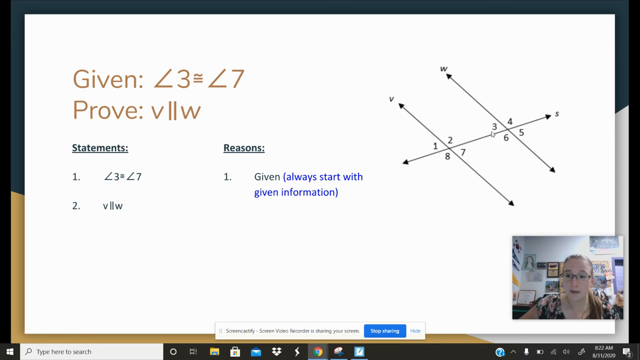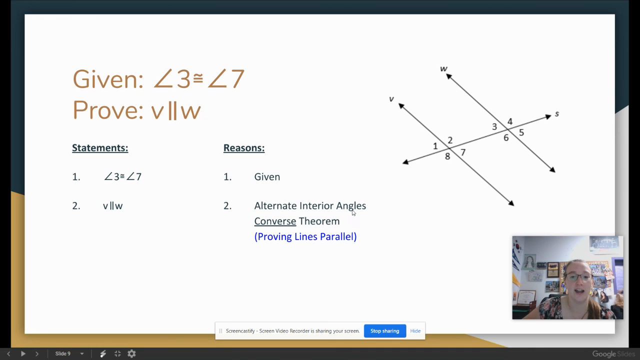Now that's good because they have a special relationship: if my lines are parallel, they would be equal. So what is the name of the relationship between 3 and 7? They are alternate interior angles. Now, because I want to prove lines parallel, my reason is not just going to be, oh, they're alternate interior angles. We are going to say alternate interior angles converse theorem.